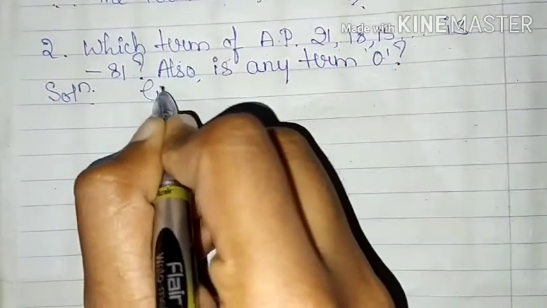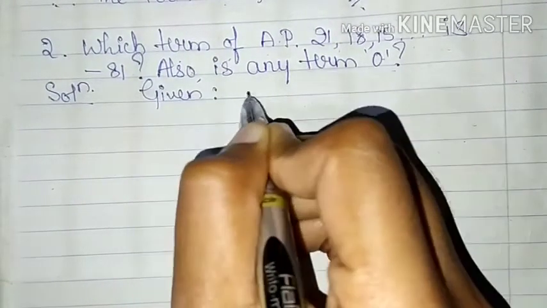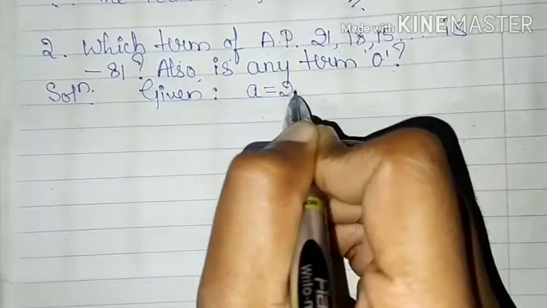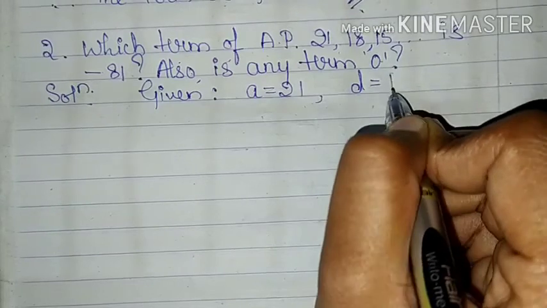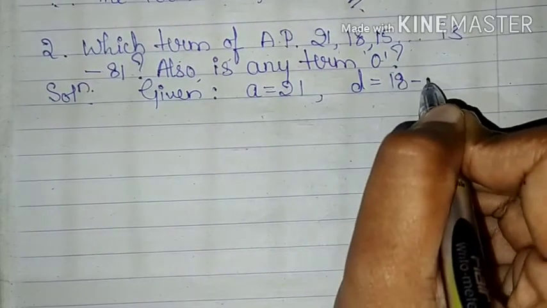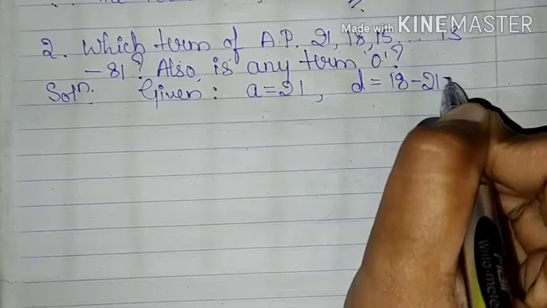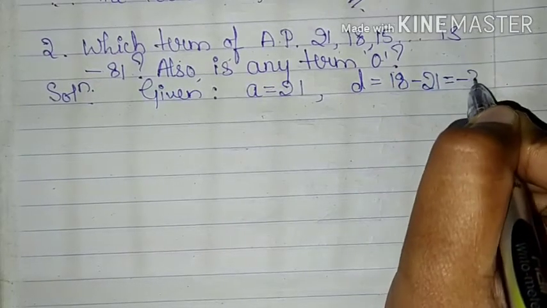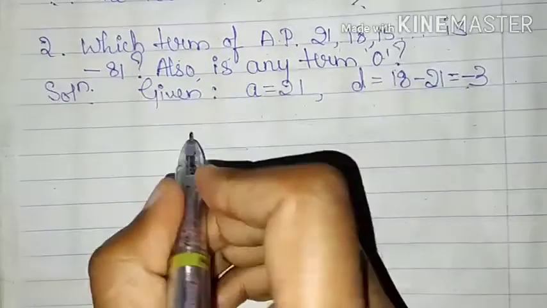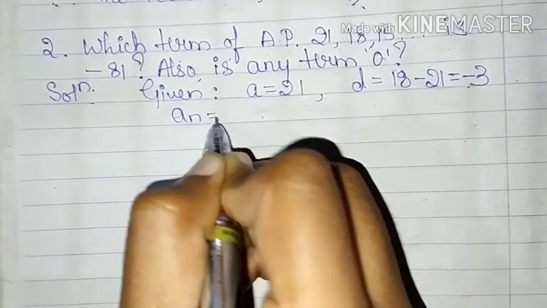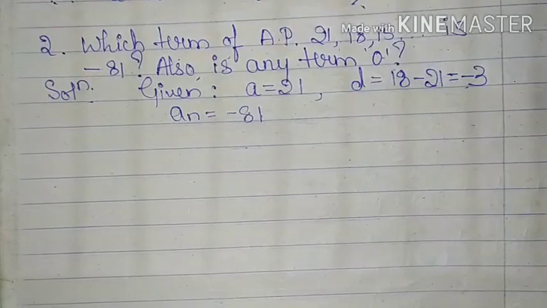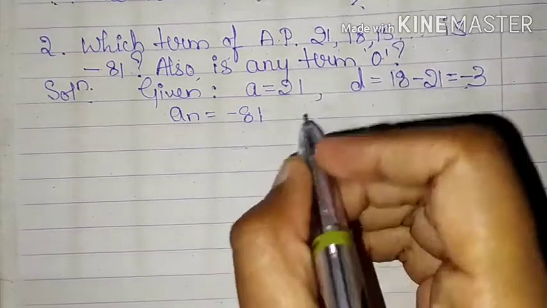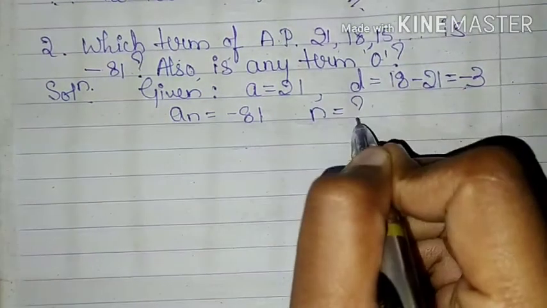Given, from the AP, A is equal to how much? A is 21. D is equal to how much? It is the difference between consecutive terms, that is 18 minus 21, A2 minus A. We get it equal to minus 3. Okay. So now An is equal to minus 81. Let's work this problem one step at a time because there are two questions. Let's work one before and one later. So now n is equal to how much?